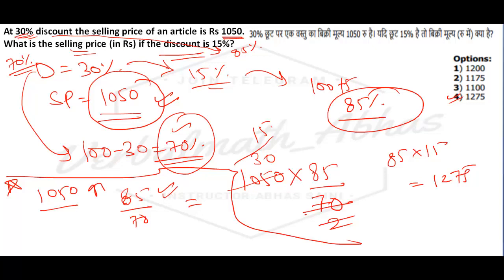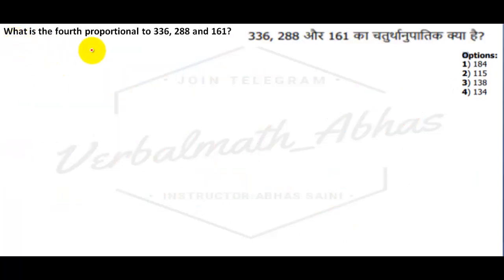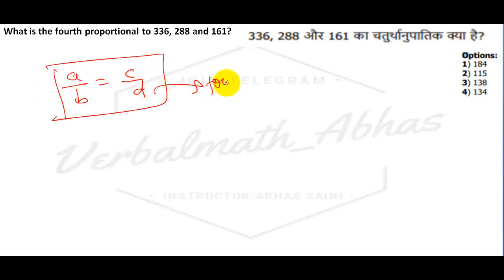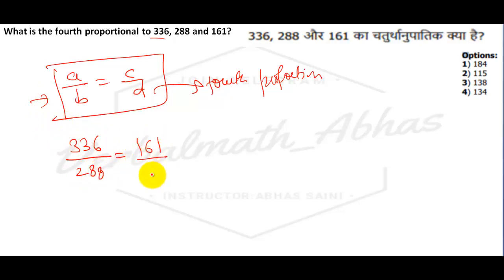Okay. Now next question. What is the fourth proportional of 336, 288 and 161? Fourth proportional. See, if I say A upon B equals C upon D, D is your fourth proportional. So the basic thing is this. And in the given question, I have to calculate the fourth proportional. So I just write in this form only: 336 upon 288 equals 161 upon x.